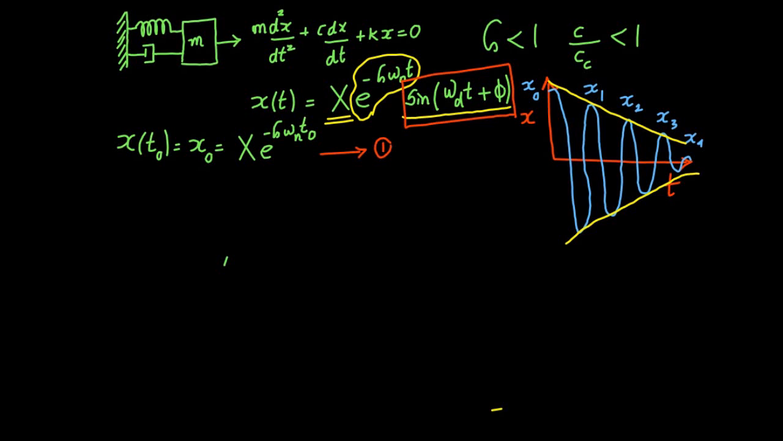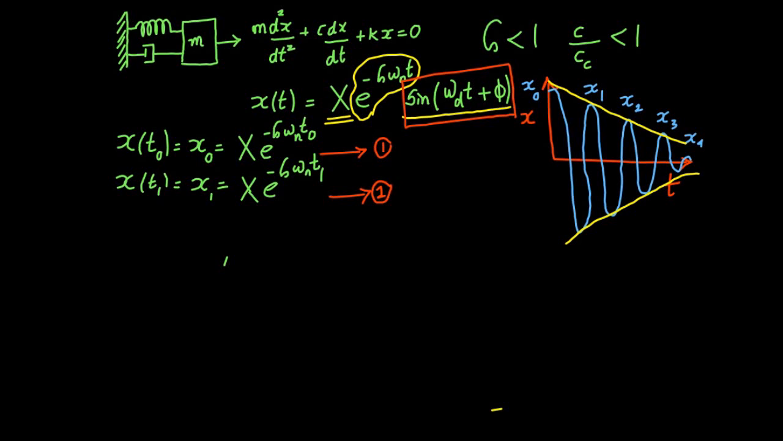Now what is the response after one complete cycle? At time t1, the value of amplitude is going to be x1, and that is equal to capital X into e raised to the power minus zeta omega n into t1. That's the equation for the amplitude. Maybe I can call this equation number 2. So now I have an equation for x0, an equation for x1, and similarly x2, x3, x4, and so on.